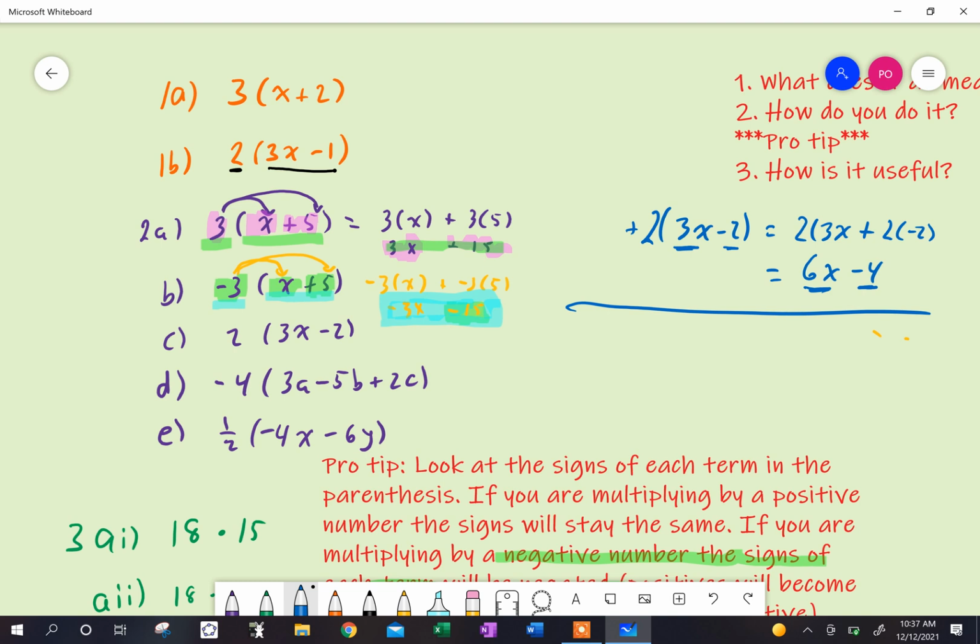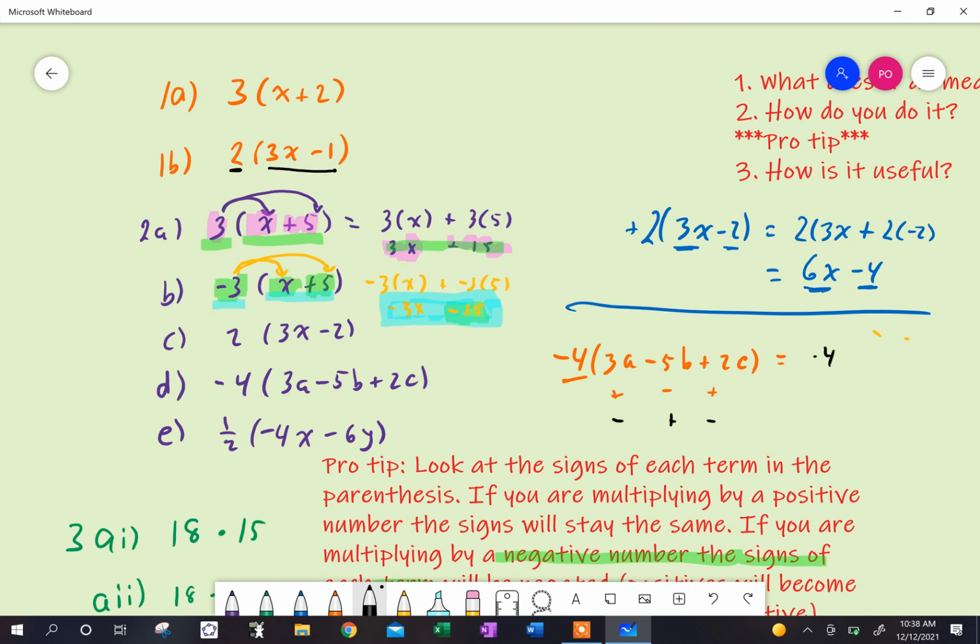Letter D. And once again, if I'm going too fast, please pause the video. All right, so I'm going to take a quick look. It looks like I am multiplying three terms by -4. I have a positive, a negative, and a positive. So because I'm multiplying by a negative, my answer should be a negative, a positive, and a negative. So let's see what happens.